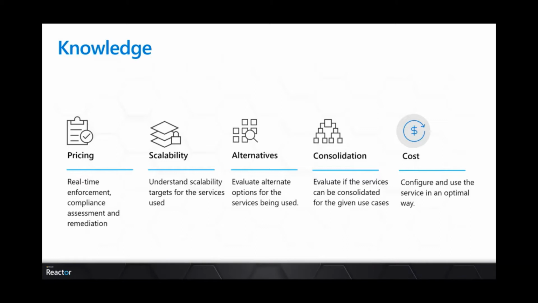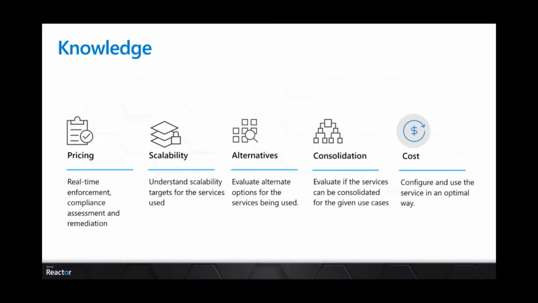The next one is consolidation. This typically comes into the picture where you have more than one service deployed. For every use case scenario, let's say you have a marketing front end and an internal audit front end, it may not be necessary that you host all of them on a separate compute instance, for example. They can be consolidated. So evaluate if you have more than one instance of a given service being utilized in the application, is there a way you can consolidate some of them?